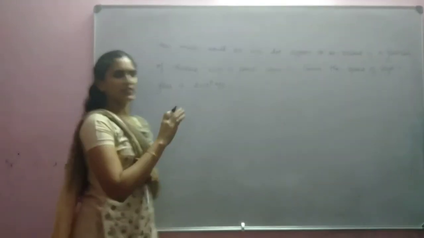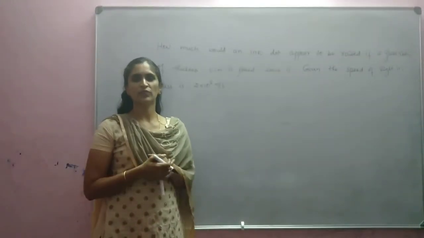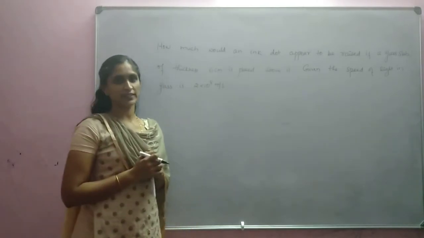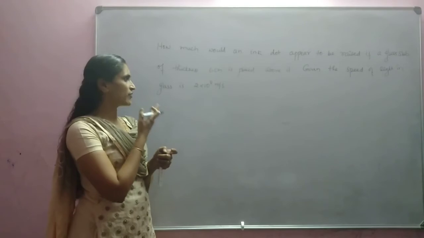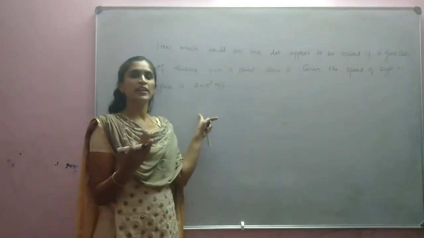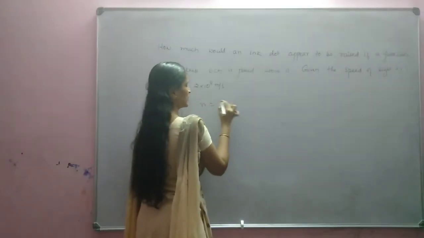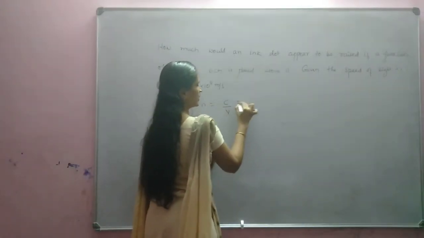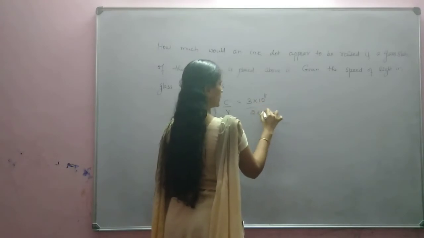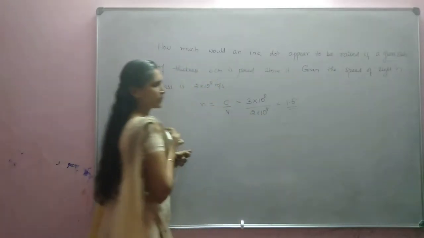So here refractive index of glass is not given directly, so we don't know which type of glass is there. Various types of glasses are there, crown glass, flint glass, like that. So many varieties of glasses are there. Since the refractive index is not given, and it is already given that the speed of light in glass, first of all we can find the refractive index. So what is the formula? Refractive index is equal to C by V. C is 3 into 10 raised to 8, V is 2 into 10 raised to 8. 3 by 2, what you will get? 1.5. You got the refractive index 1.5.